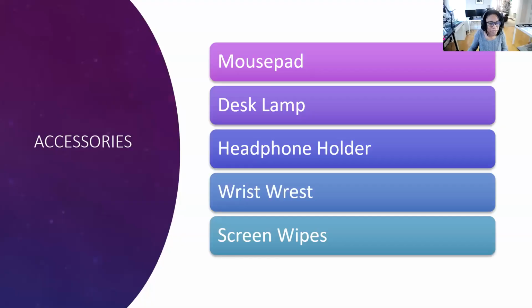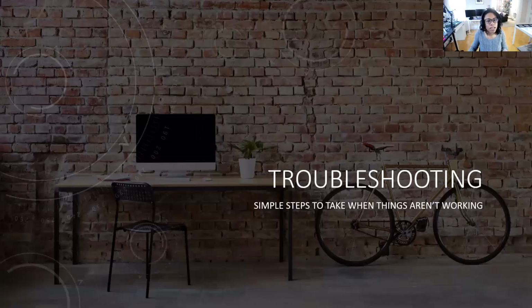So here's a couple more examples of accessories. Desk lamp, headphone holder, wrist rest, screen wipes, things like that. Now we're going to move on to talking about basic troubleshooting. And these are some simple steps that you can take when things aren't working as you'd like them to.